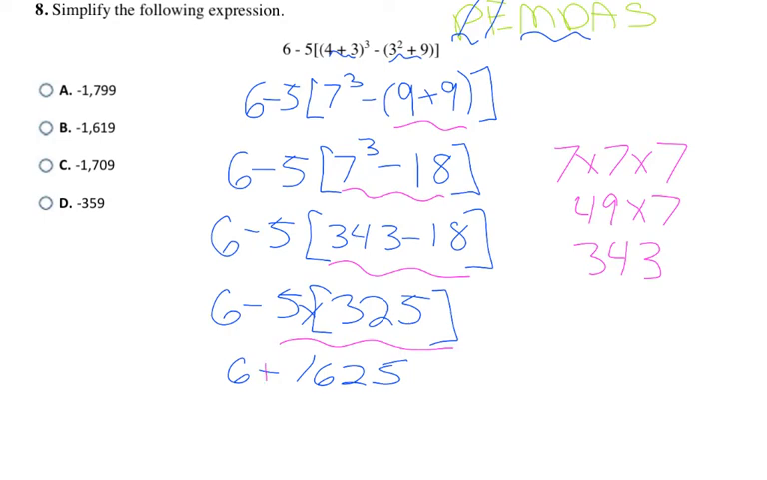So I can use my rules with adding and subtracting negative numbers. And then the second number, it was positive, so it's going to change to a negative. So now I'm adding a positive number and a negative number. The negative number is bigger, so my answer is going to be negative, and I'm going to subtract those numbers. So my final answer is going to be negative 1,619.